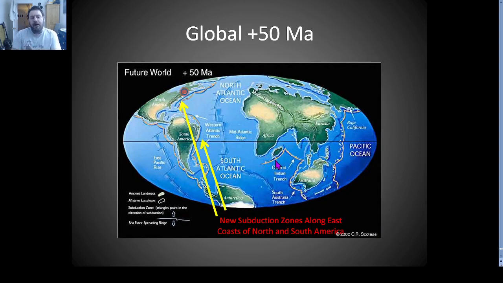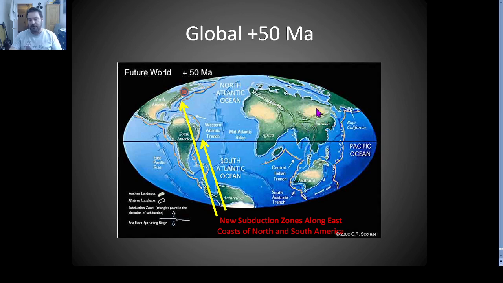And what would happen in 50 million years from now? So this is what the Earth might look like in 50 million years. We have an obnoxiously wide Atlantic Ocean. Africa has moved significantly far northeast and slammed into Europe and closed the Mediterranean Sea, and it's now going to make the Mediterranean Mountains. India has forced itself further into Eurasia.